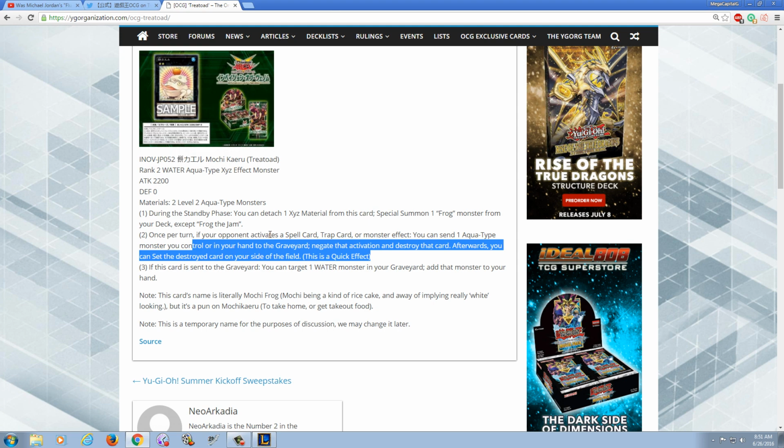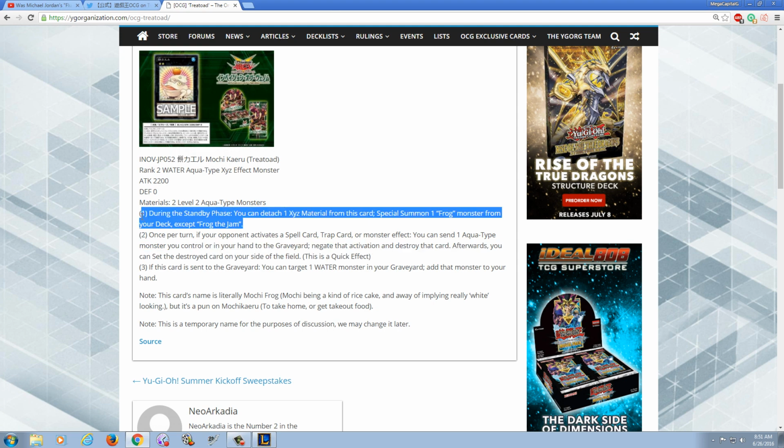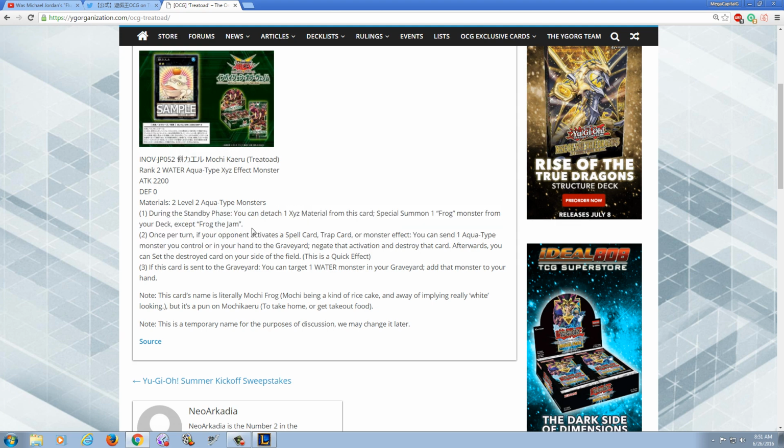But if you didn't, you can obviously in your standby phase activate effect one, you could get a Swap Frog from your deck to the field, activate its effect. Then in main phase one, you could bounce it to your hand and bam, there's your Aqua to pitch. So obviously effect number one and two kind of work in unison.